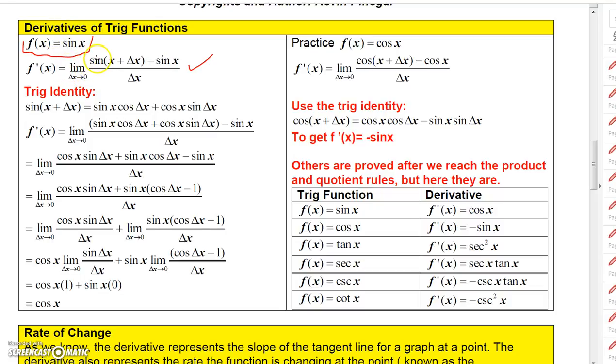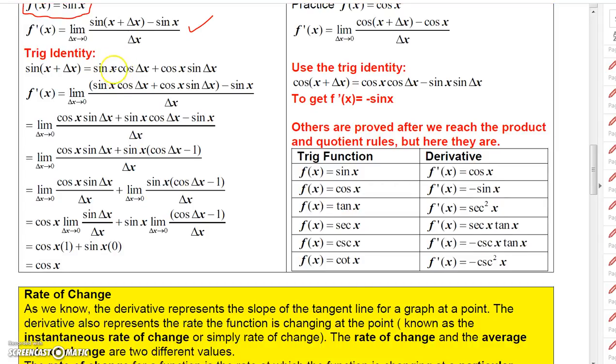Now, what's interesting is that for the sine of a sum, sine of x plus delta x, there's an identity. That can be written as sine x cosine delta x plus cosine x sine delta x. You can look up that identity. So I'm going to replace that sine x plus delta x with this expression here. Then I'm going to take the cosine x and the sine delta x and write it here. And then the sine x cosine delta x, I'm going to put it here. And then the minus sine x is going to be here. And there's a reason I'm going to do that.